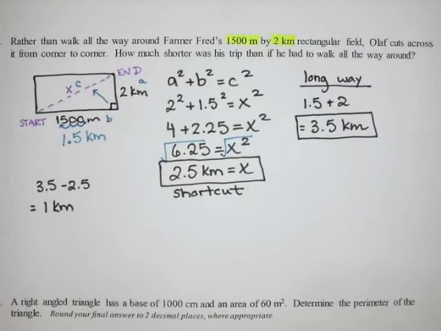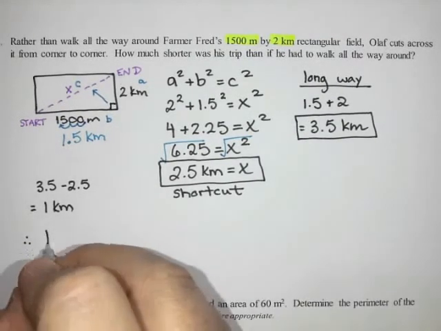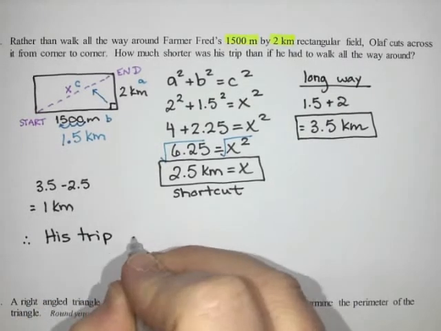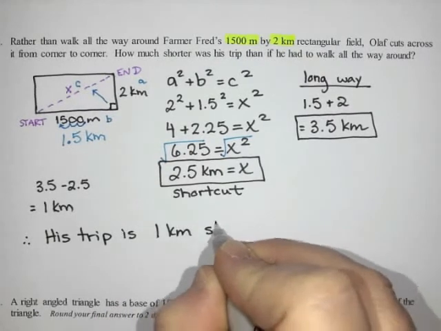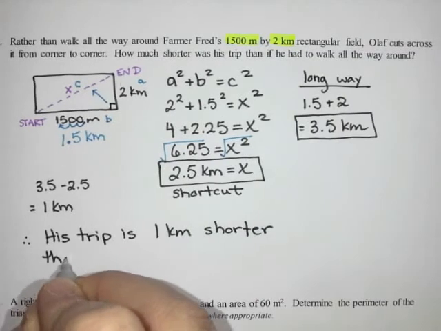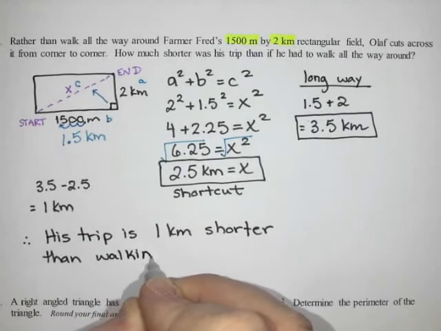So I am going to write a sentence to say, therefore, his trip is 1 kilometer shorter than walking around.